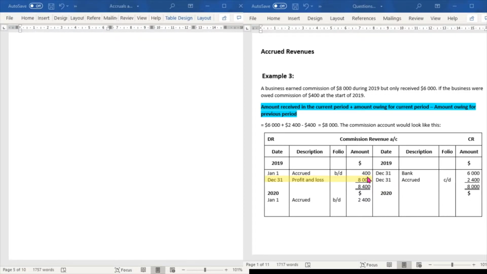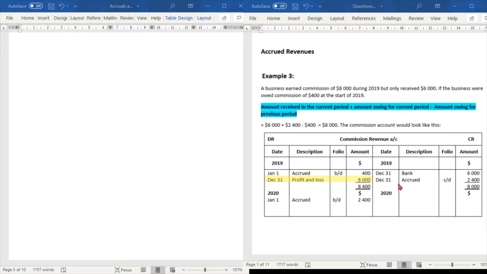We know that the amount of commission earned was $8,000. So that is the amount that would be transferred to the profit and loss account, the total amount earned, not just the amount that was received. Okay, the business received $6,000, but it earned $8,000.